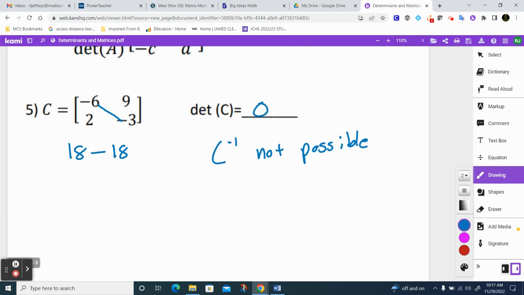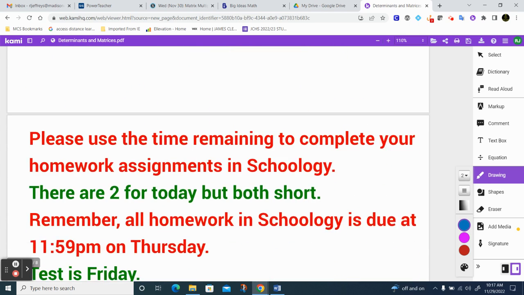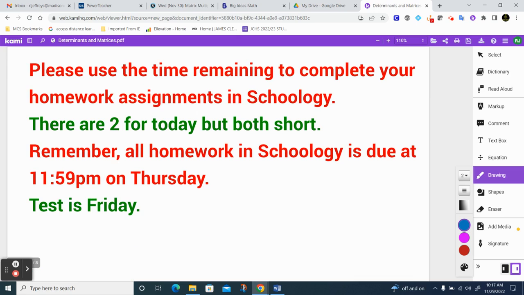Okay. Now, at this point in time, I would like to remind you to use the remaining time in class to complete your homework assignments in Schoology. There are 2 for today, but they are short. Remember, all homework in Schoology is due at 11:59 p.m. on Thursday. The test is Friday.